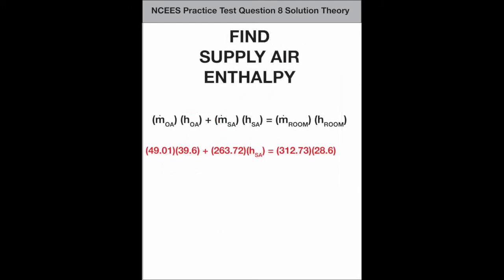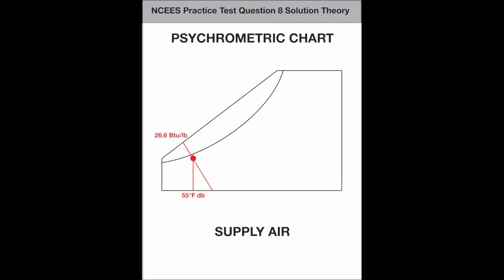Therefore, 49.01 times 39.6 plus 263.72 times supply air enthalpy equals 312.73 times 28.6. Supply air enthalpy is equal to 26.56 BTU per pound. From the psychrometric chart, find the intersection of 55 degrees Fahrenheit dry bulb with 26.6 BTU per pound.